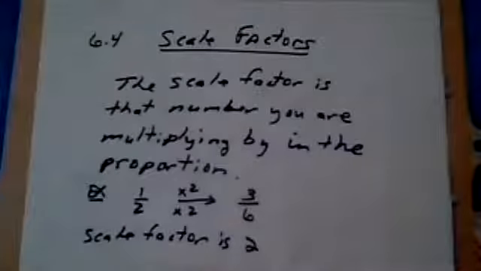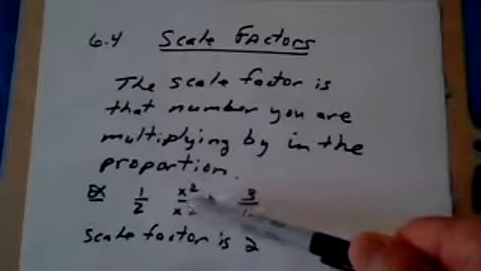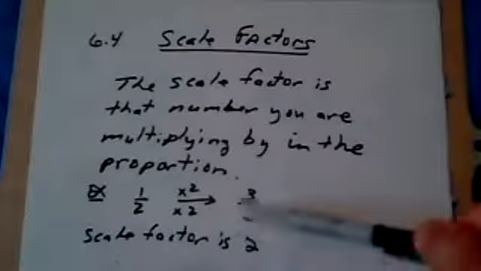Scale factors and proportions always go together. The scale factor is that number that we are multiplying by. So in this example, 1/2 is going to be converted to 3/6 by multiplying the numerator and denominator by a 2. Scale factor is 2.